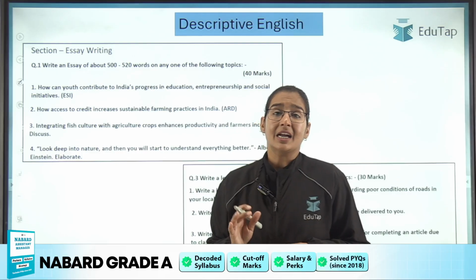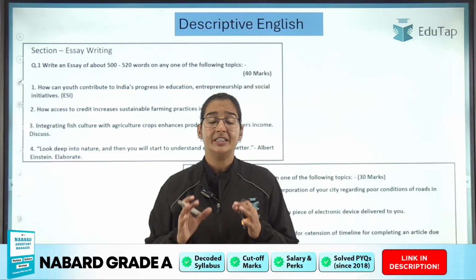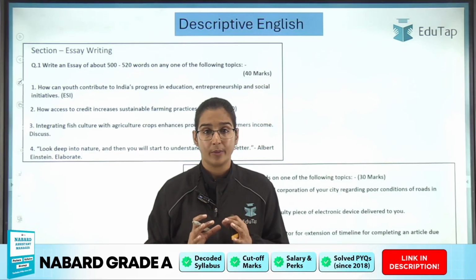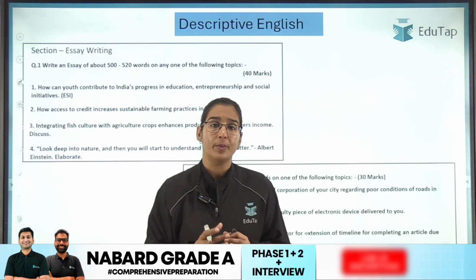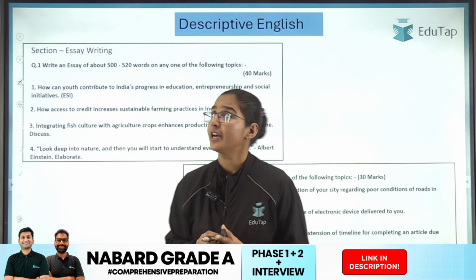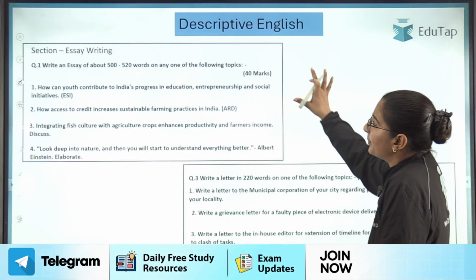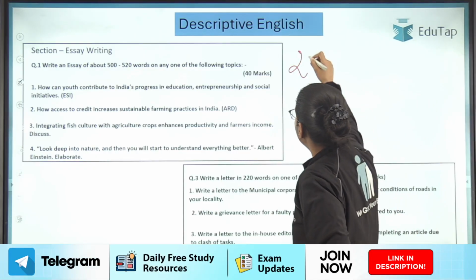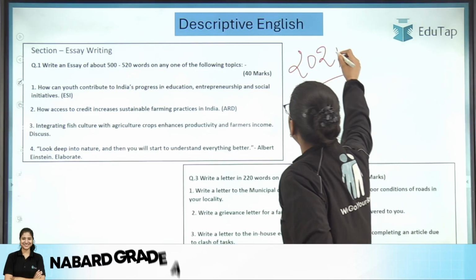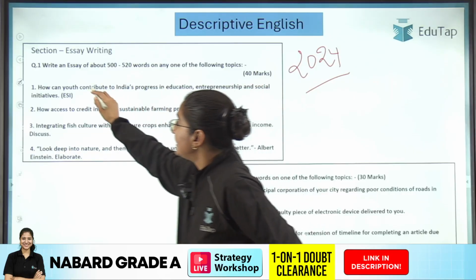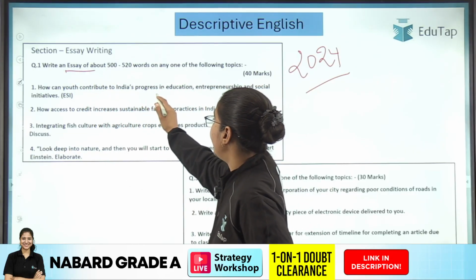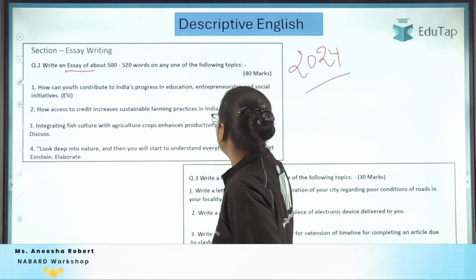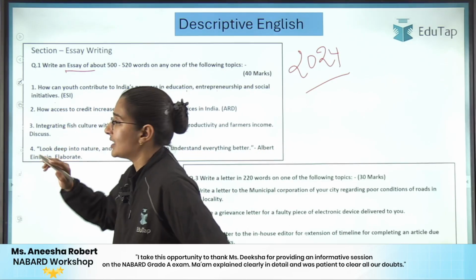Now, let us see the kind of questions which are being asked. These previous year questions are going to be the guiding light on how deep you have to prepare and what you have to prepare, right? So students, if we look at the descriptive English, this is the paper of 2024. In 2024, in descriptive English, in essays, they ask topics like this: how can youth contribute to India's progress in education, entrepreneurship, and social initiatives, right?